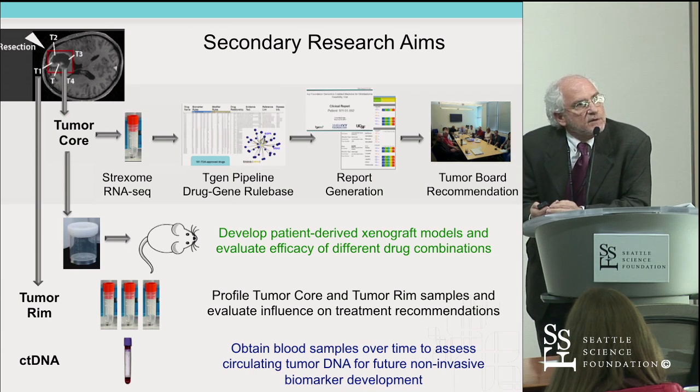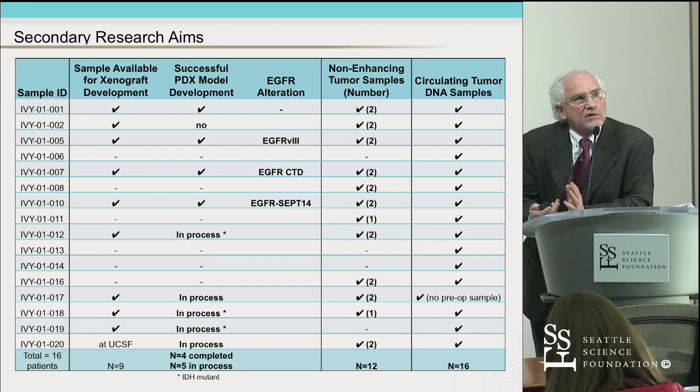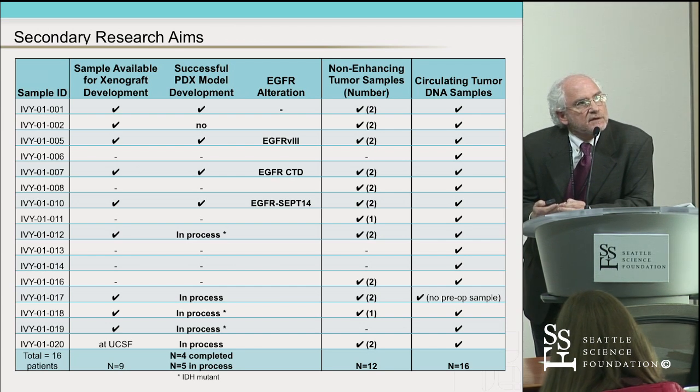We get blood every 4 weeks in these patients to see if there are shifts occurring temporally over time. And then we're getting patient-derived xenografts, and this has been quite successful. We have the circulating tumor DNA on all of the patients over time, multiple times. We have all of the non-enhancing tissue, and that analysis is almost done. And then we have xenografts that are percolating in a good number of them.